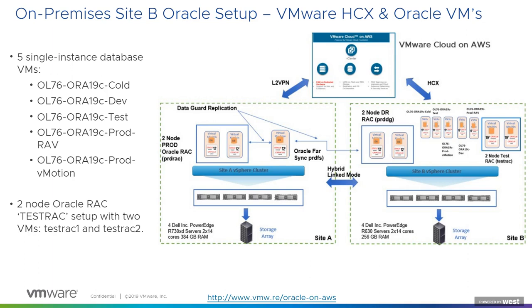So let's change gears and talk about how we can use VMware's HCX tool to migrate Oracle workloads from on-premises to VMware Cloud on AWS, right? So this section essentially addresses the second way of migrating the Oracle workloads.